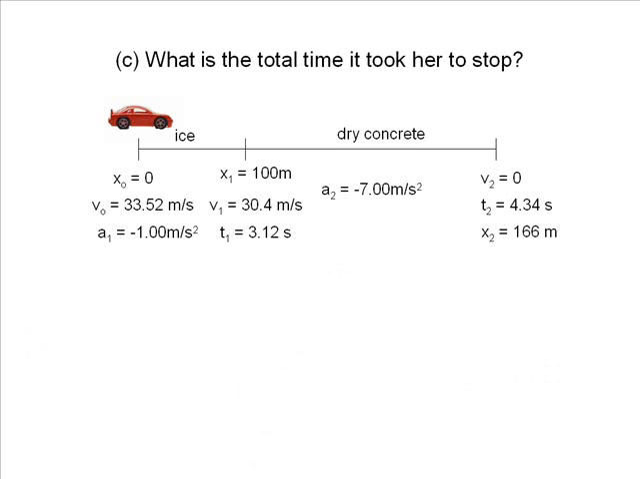Now we want to find the total time to stop the car. We will add together T1 and T2. Here is our formula. We input the times and find the time it took to stop the car.